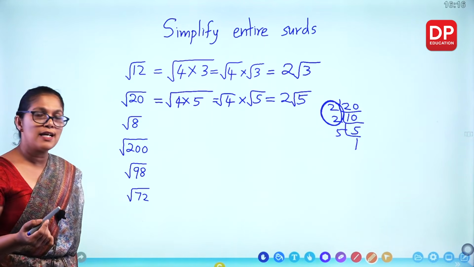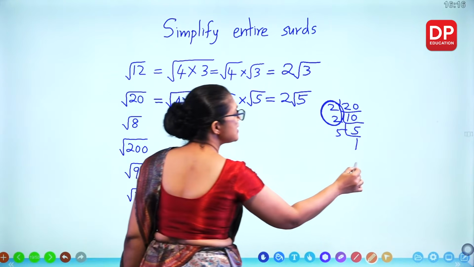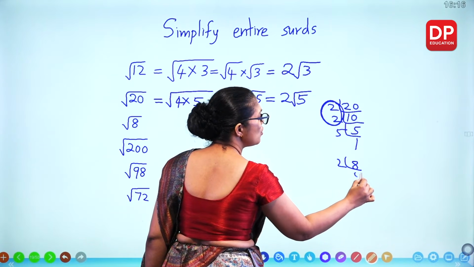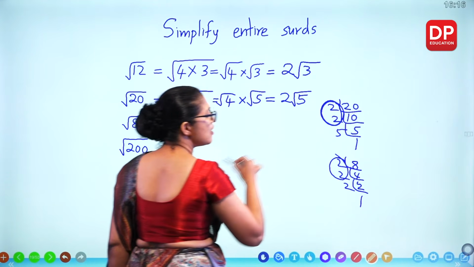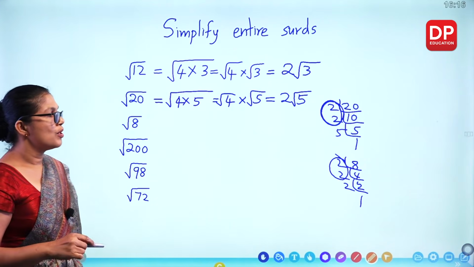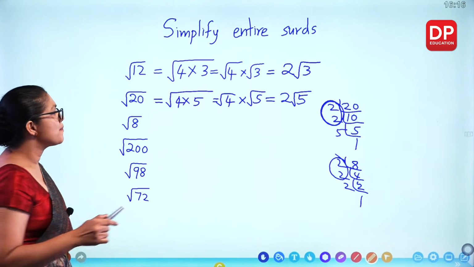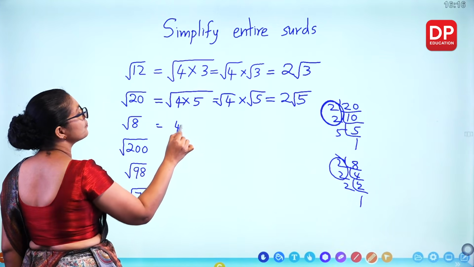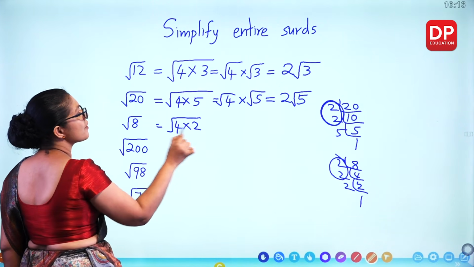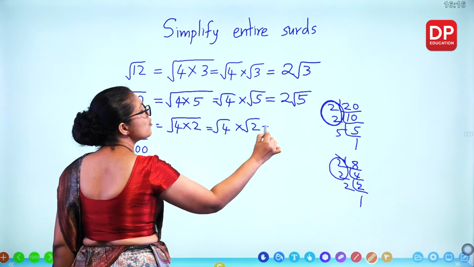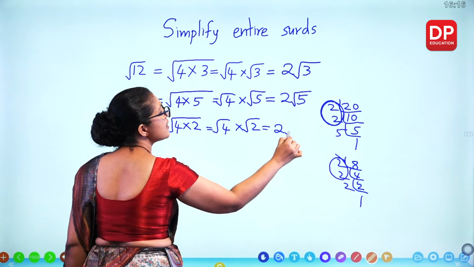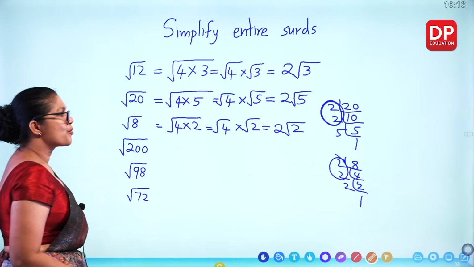What about 8? What's the square number for 8? When you divide by 2, you get here one pair of 2. So here 4 times 2. So square root of 4, square root of 2. Square root of 4 is 2. You get 2 root 2.